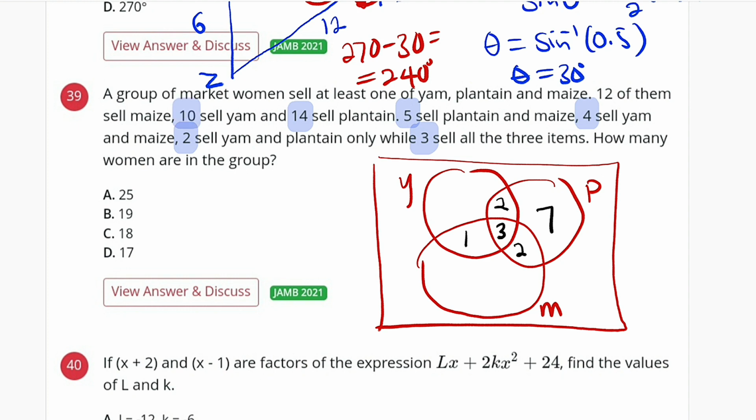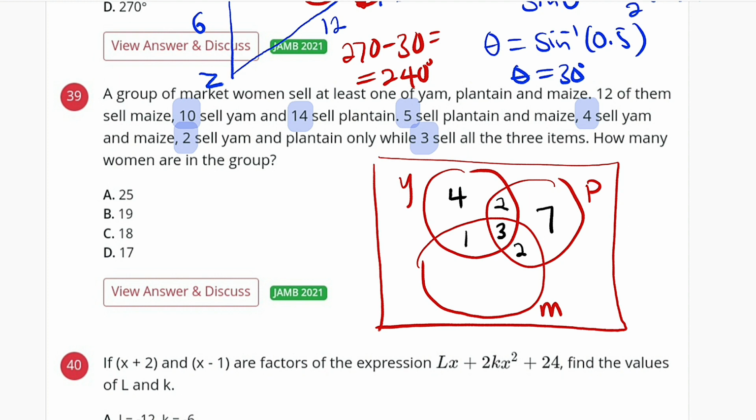Backward, we have 10. 10 sell yam. So under yam, we have 10. But already we have 1, 3, and 2, making how many? 6. So if we take away 6 from this 10, we have 4 left. So we write 4 here.